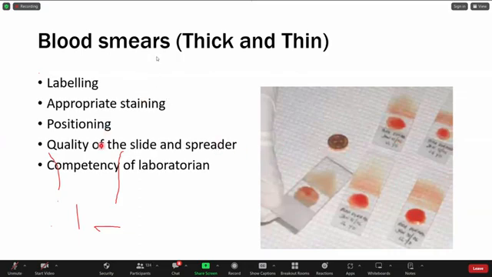Then we should also put emphasis on the quality of the slide and the spreader. When we are making smears, it is advisable that the slide is grease-free, as we are going to see in the next slides. Then the spreader should not be chipped. Then the slide should not have cracks. Then the competence of the person making the smears. This person should have the knowledge and should be competency assessed.